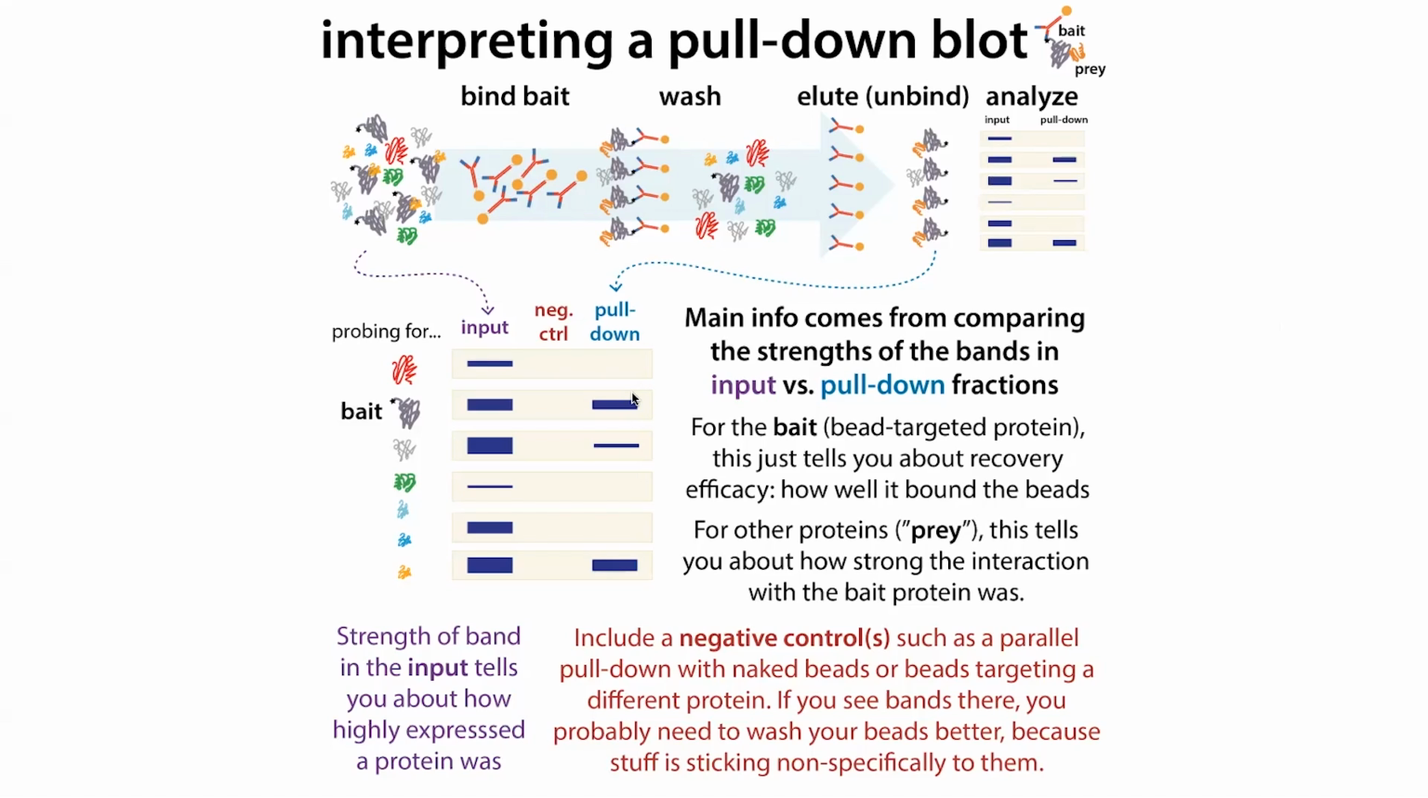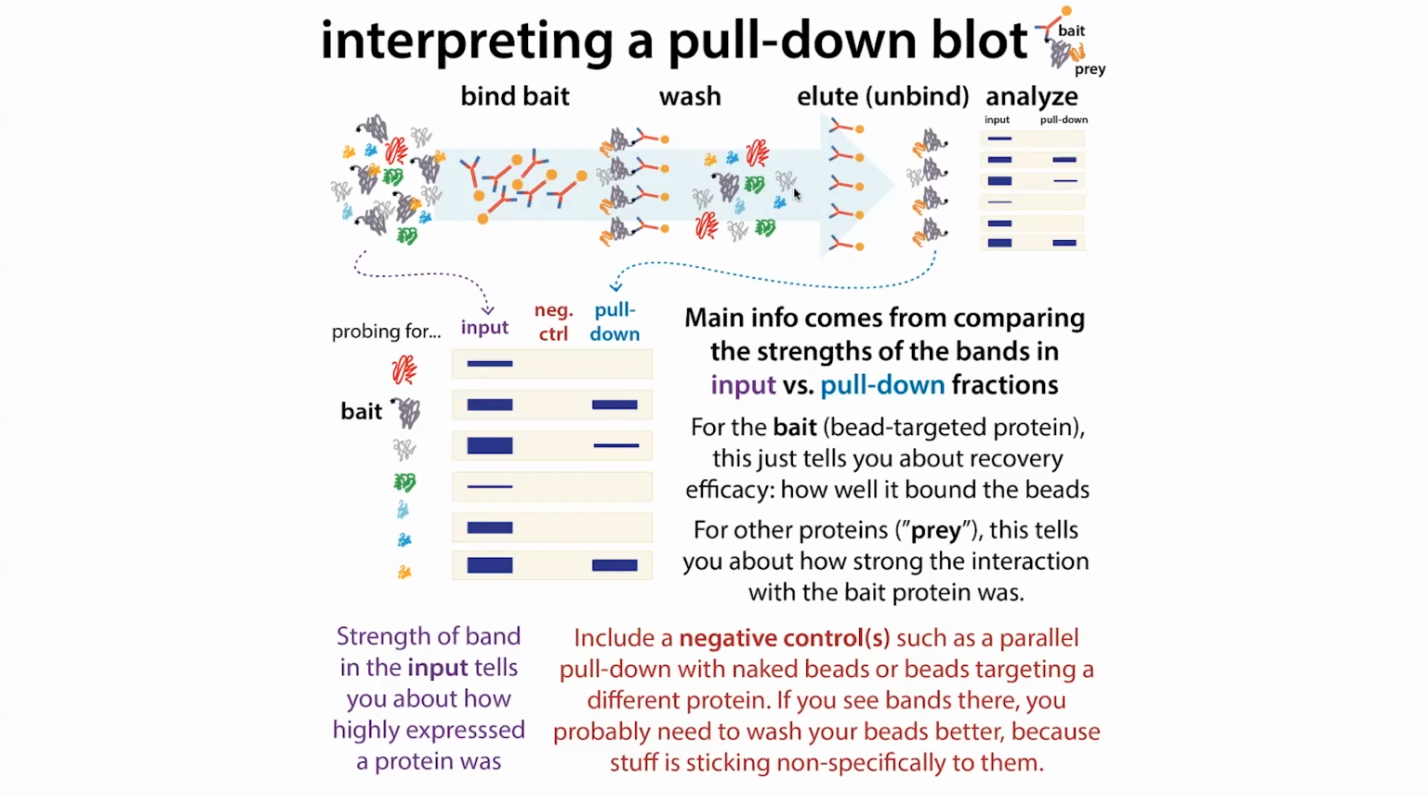And so by comparing the amount of prey in the pull down versus the input, as well as taking into account the amount that you would expect based on the amount of the bait in the pull down versus the input, this is going to tell you about how strong the interaction with the bait protein was. And so if you have a stronger band, this is going to tell you that the interaction was stronger than if you have a weak band, which is going to tell you that the interaction was weaker.